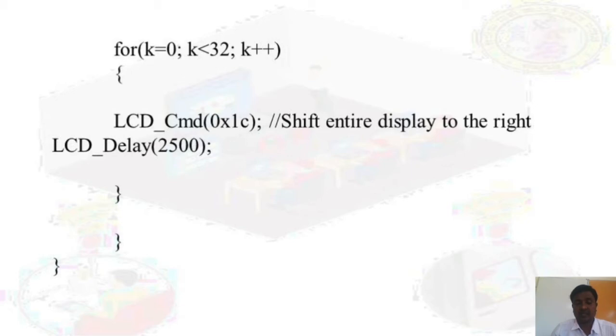As our main aim of the program is to display two lines on the LCD, along with it the message should be moving. This command will shift each line onto the right side for a 32-bit line. So that's why we are writing a for loop, to display the message as a moving message. Then close the brackets, then close the main function of this interfacing program.